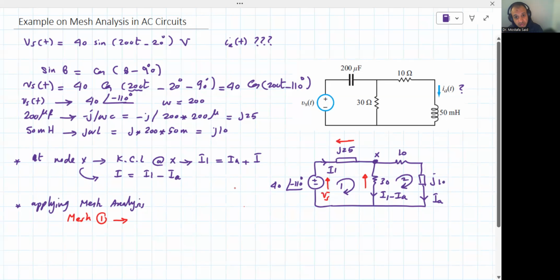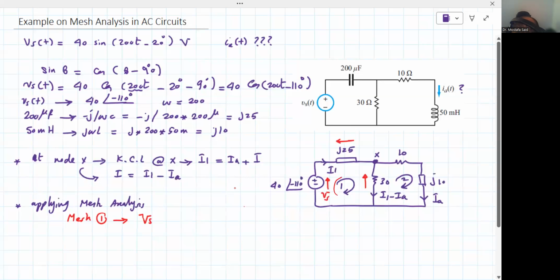We have to start from any element and loop across the loop. Vs is going up, so let's assume the direction of Vs is the positive direction. You can assume it's the negative direction. That's fine.